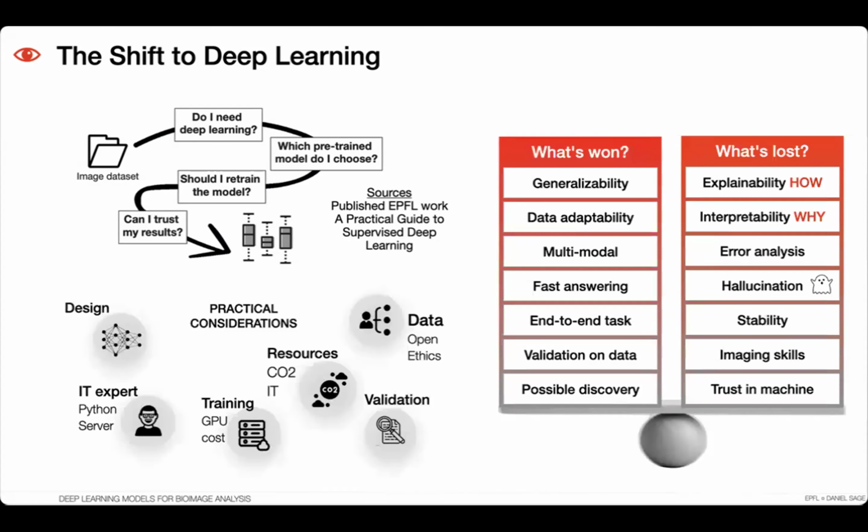And to finish, there are also practical considerations, very important: the data resources that you need to train a model. There are a few things that you win with deep learning, but also other things that you lose. What you gain is generalizability, adaptability to the data, multimodal use with transformers, fast answering, end-to-end task validation, possible discovery. And you lose many things also: the explainability, error analysis, stability, and image skills, because image analysis skill we lose, because it's so easy to use that people don't know how to do image analysis. So that's the end of the presentation.